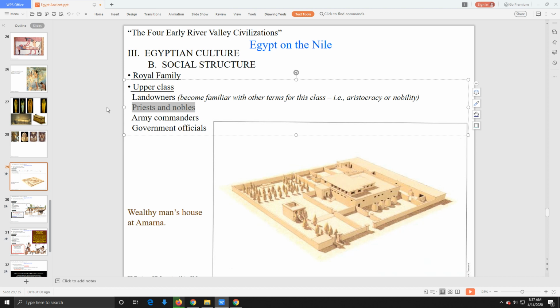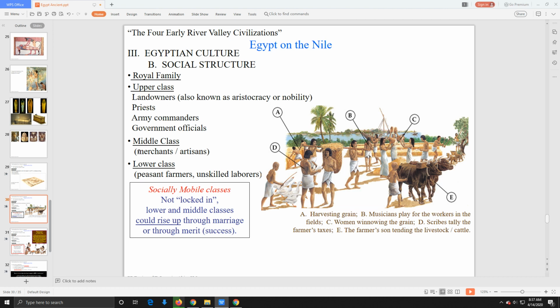For priests and nobles, we talked about priests before. Priests are your religious leaders, and your nobles are wealthy landowners. People live on their land; they pay taxes to the noble that owns their land. Below priests and nobles, we're going to write down merchants and artisans. Merchants are people that sell stuff, and they might go from town to town selling their goods. Artisans are people that make the goods. So artisans make, merchants sell and move the goods.